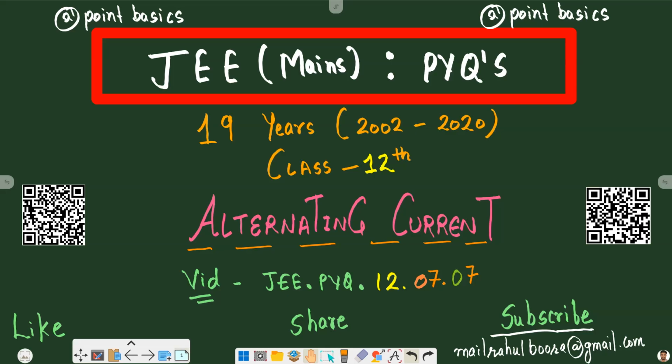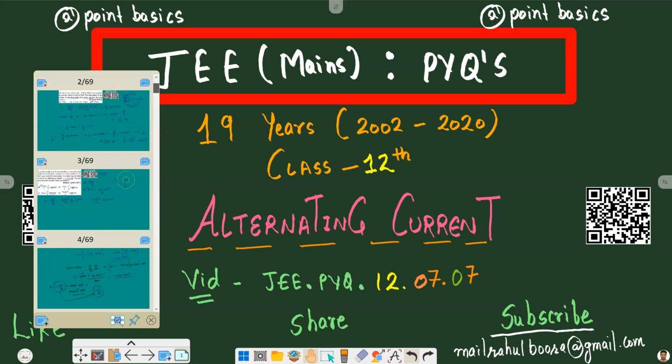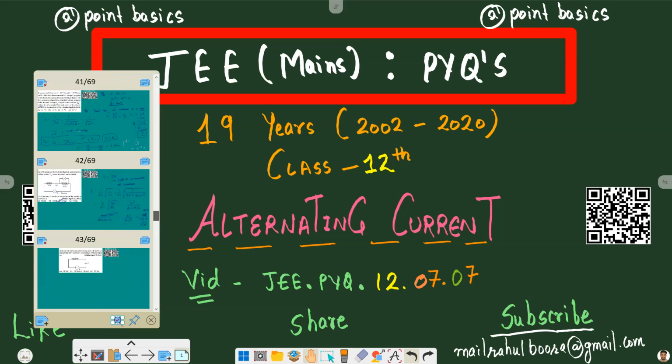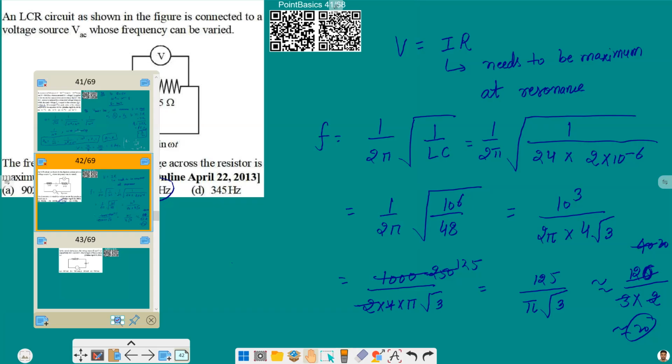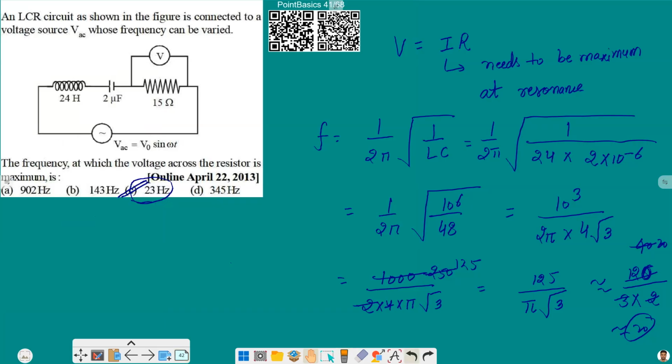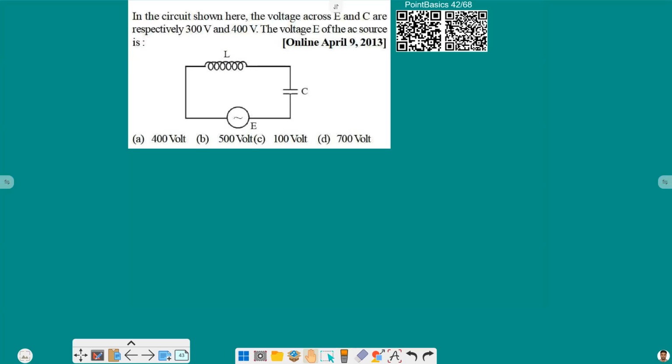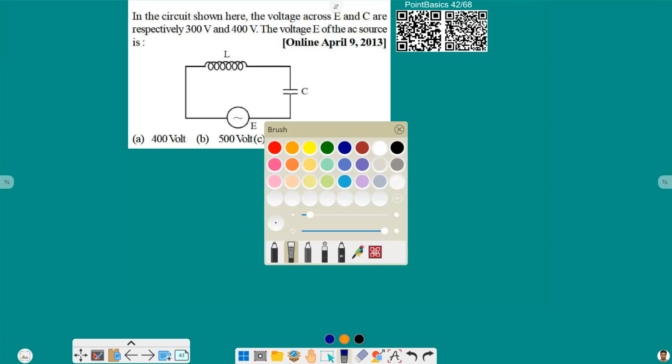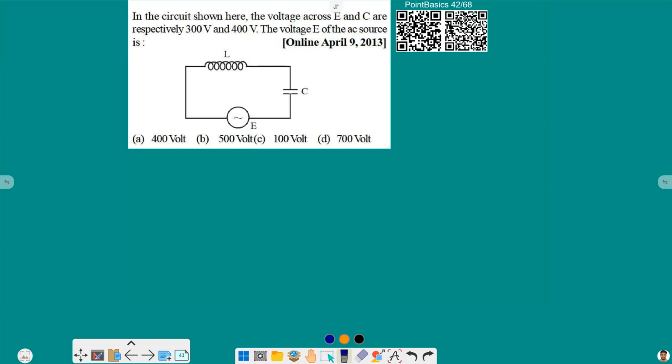And in the previous one, we completed up to around 40, I think. This was the last question. Let's move to the next one. So question number 42. Now in the circuit here, the voltage across L and C are respectively 300 volt and 400 volt. The voltage E of the AC source is? So we have to find out the voltage of the AC source.